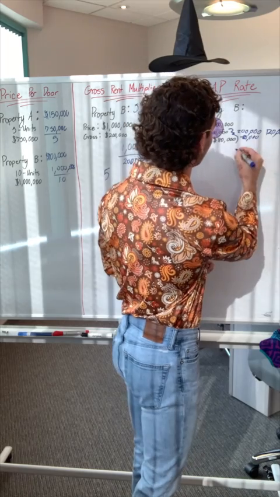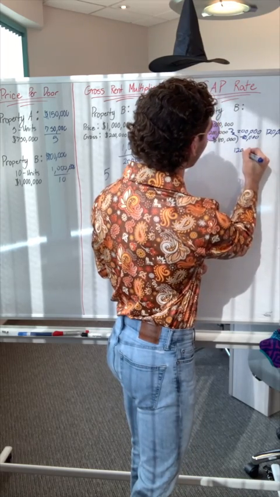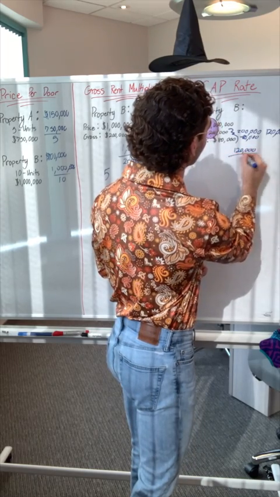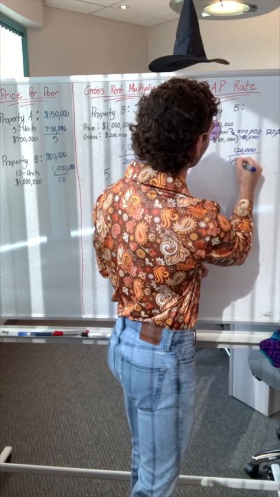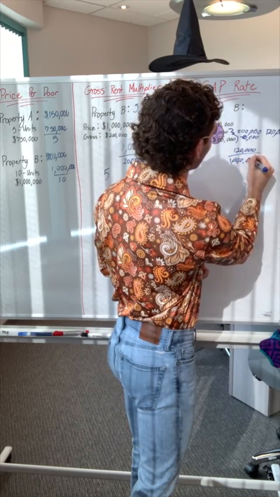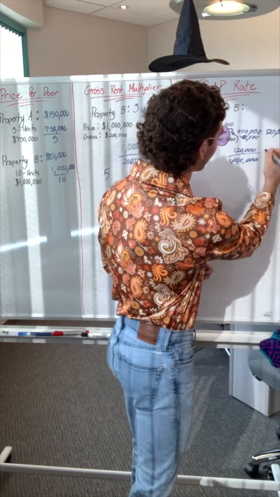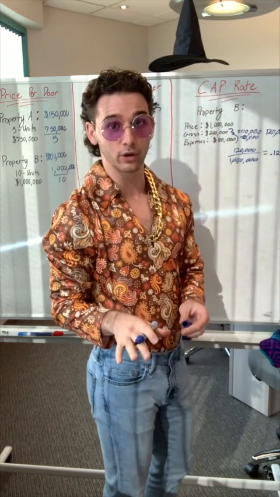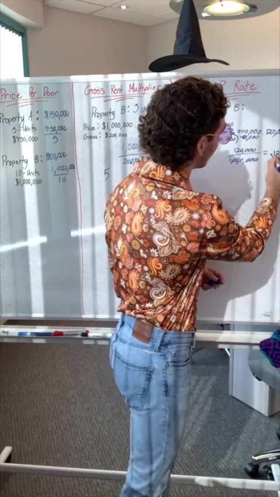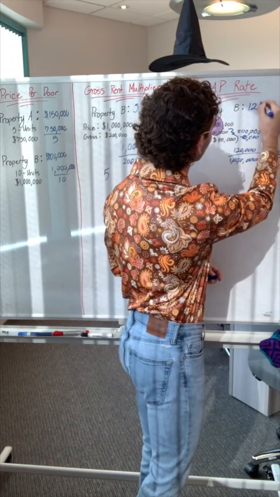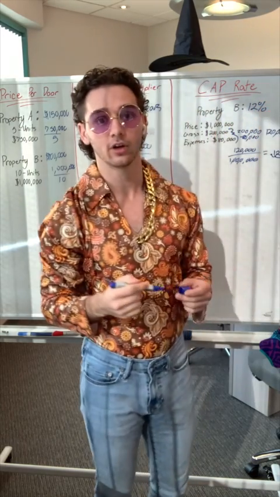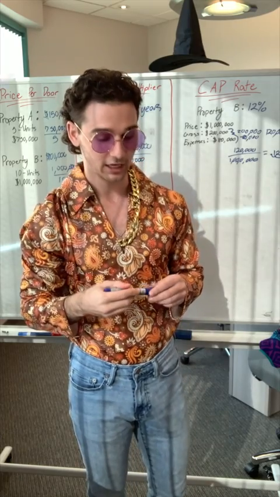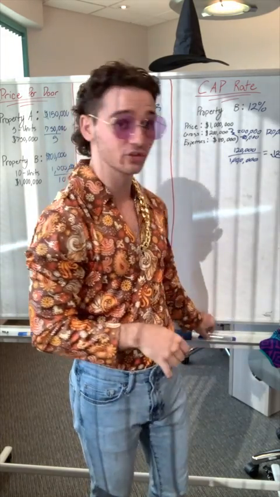So you take your net income and divide it by the purchase price, and you get 0.12. What is 0.12? Move your decimal over. 12% return on investment. If you paid for this property in cash, you could expect a 12% return on your money.